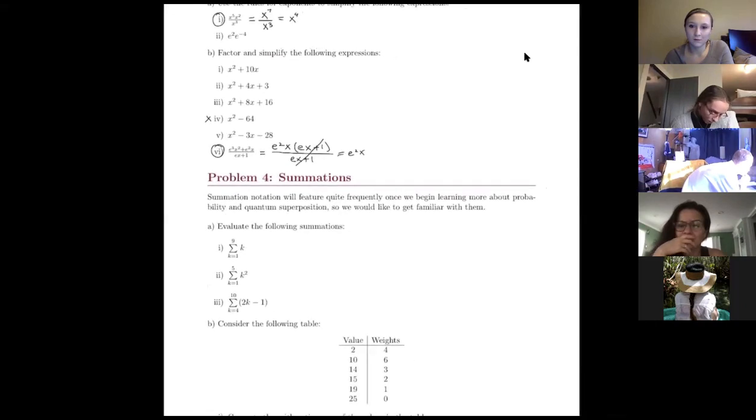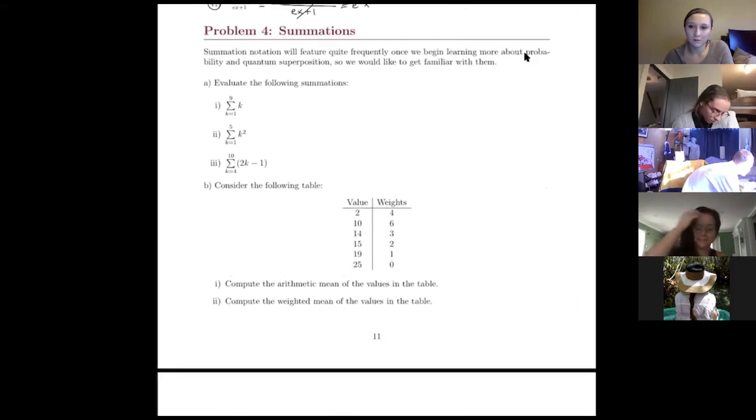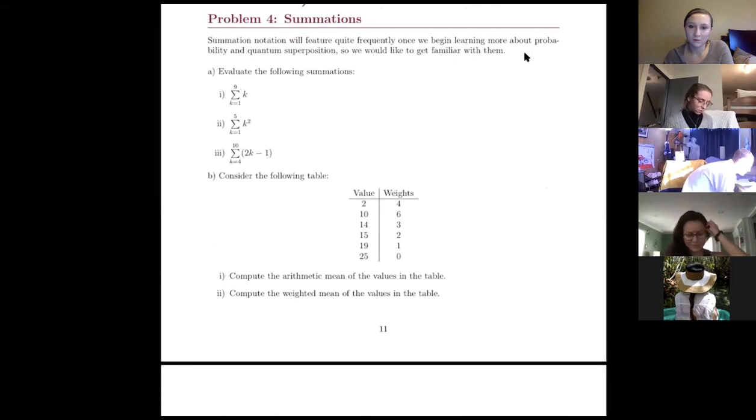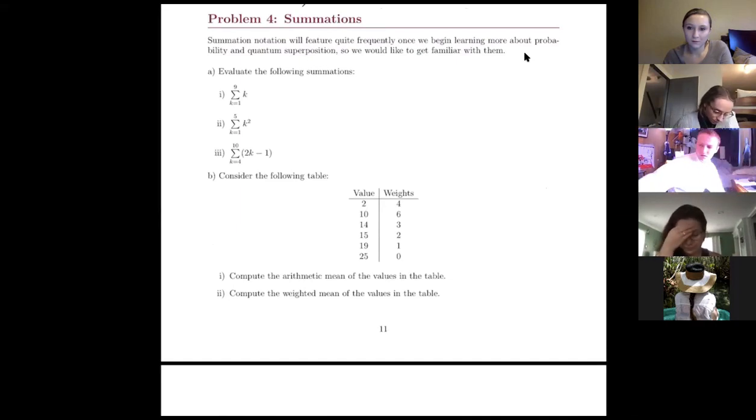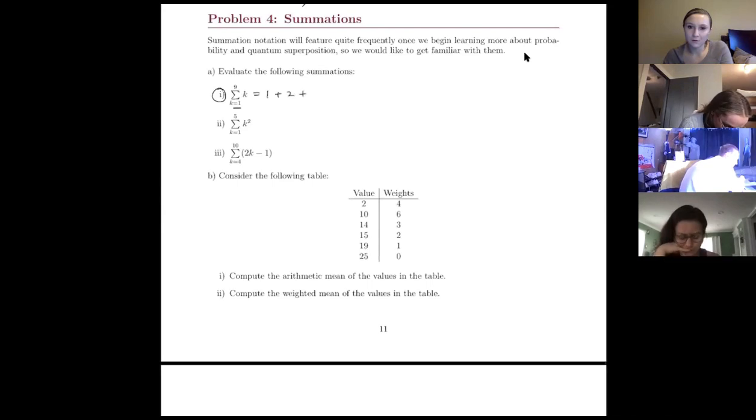Okay, let's move on to 4. Okay, so problem 4 is summations. So A is evaluating the following summations. So I guess we can do one of these. Let's just do the first one. So it's the same process for all of them. So basically what this notation means is that the variable k is starting from 1, the number you see on the bottom, and it's ending at 9, the number you see at the top, and you're just adding. So this would be 1 plus 2 plus 3.